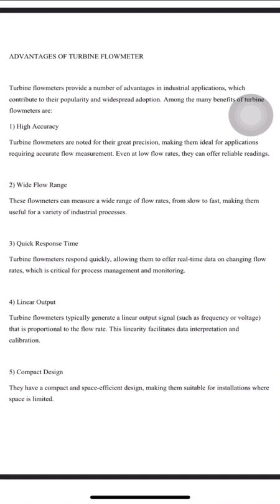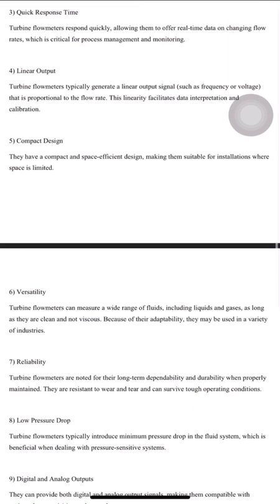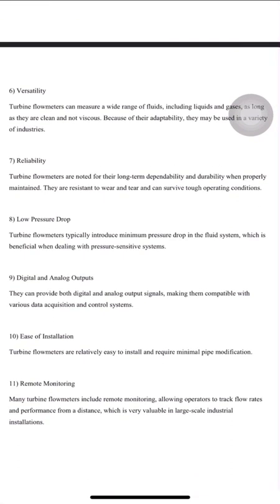Turbine flowmeters typically generate a linear output signal, such as frequency or voltage, that is proportional to the flow rate. This linearity facilitates data interpretation and calibration. Fifth is compact design. They have a compact and space-efficient design, making them suitable for installation where space is limited. And last, from my side, is versatility.